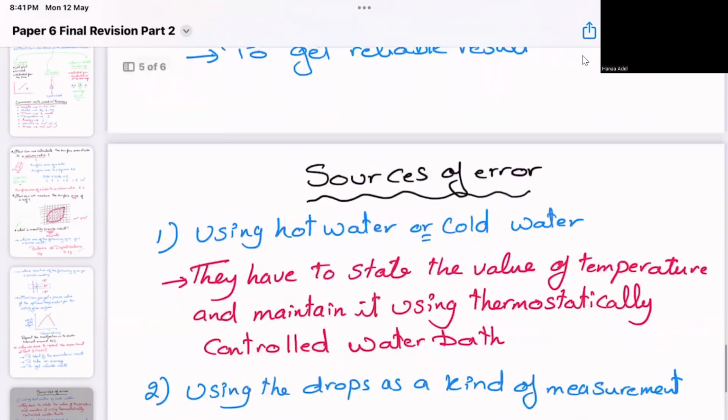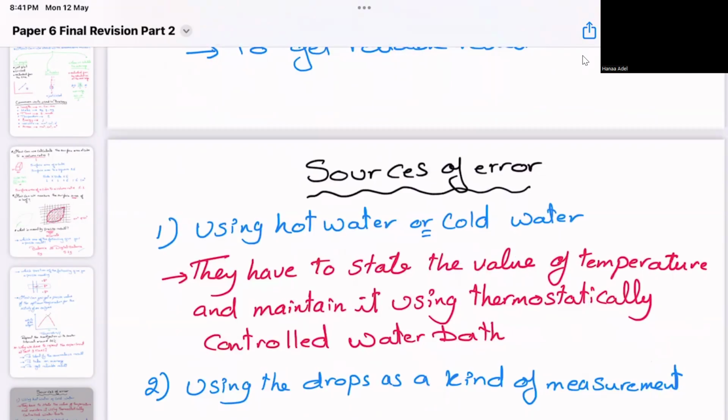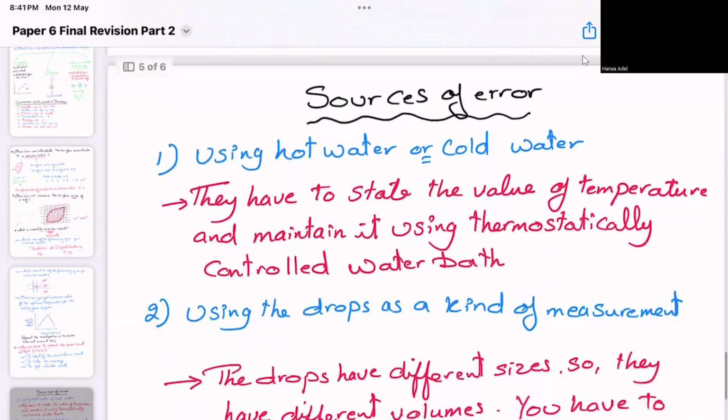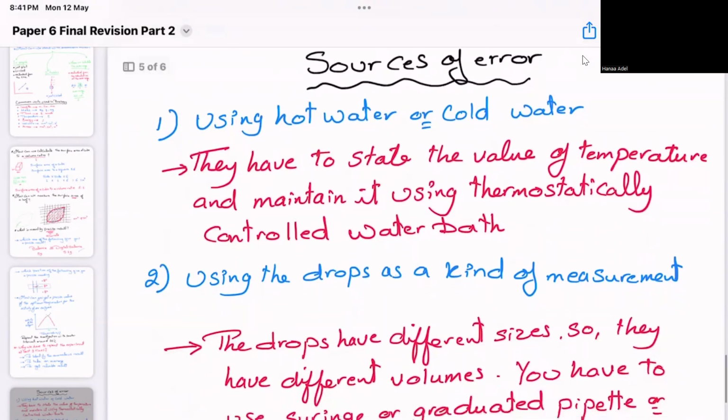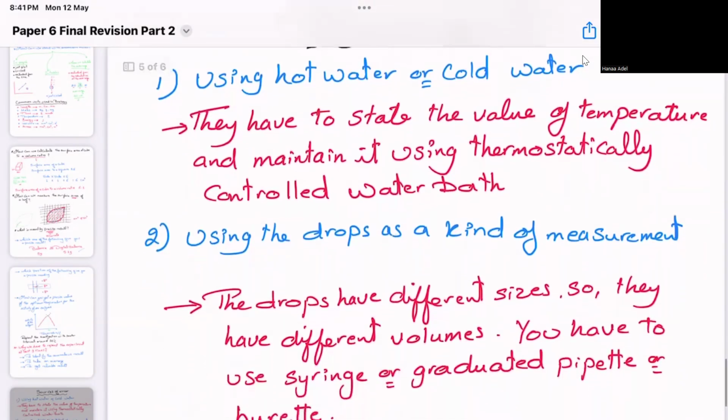We have another kind of error, which is using the drops as a kind of measurement. For example, some investigation would just put drops of iodine solution on the starch suspension. Is it a kind of measurement? No, it's a kind of error. Why? Because these drops have different sizes, so they have different volumes. So you have to use a syringe or graduated pipette or pipette.